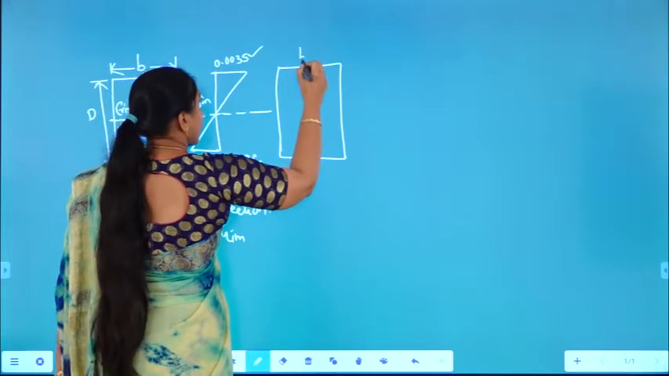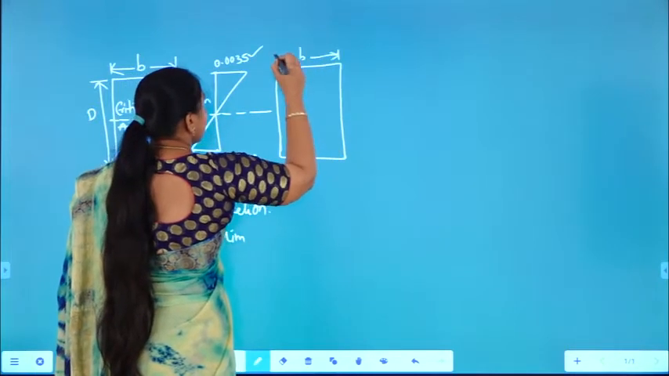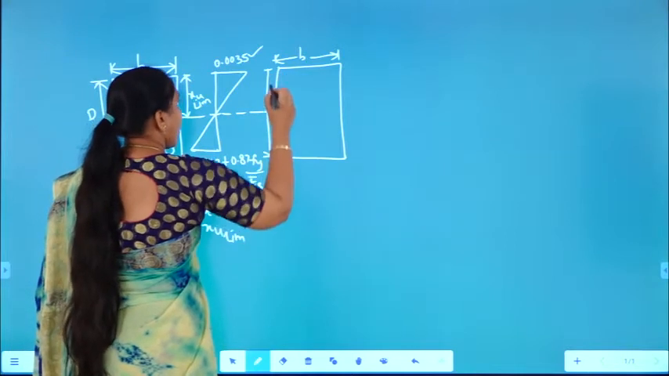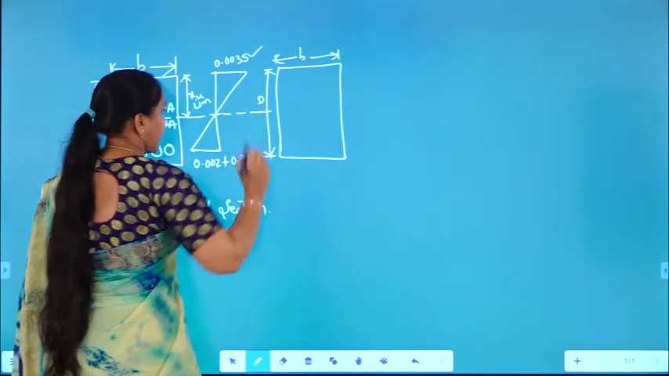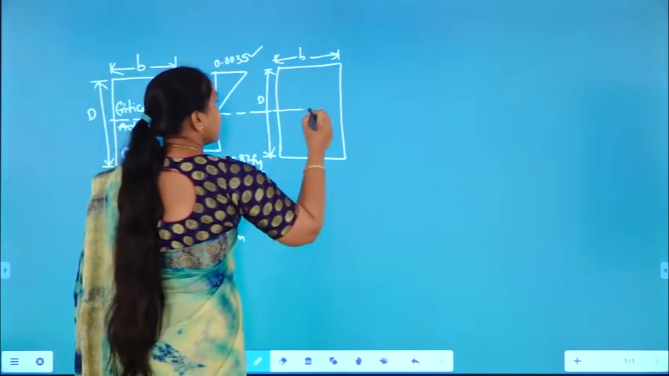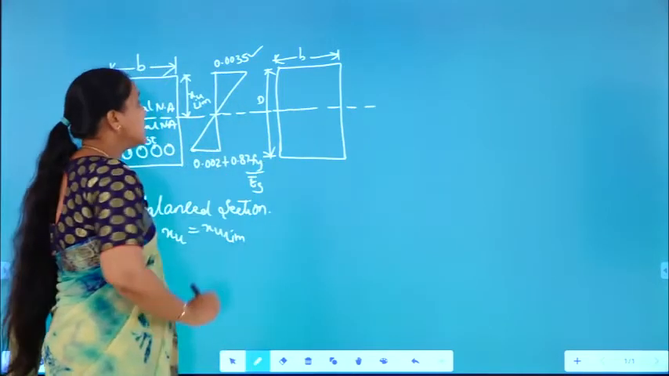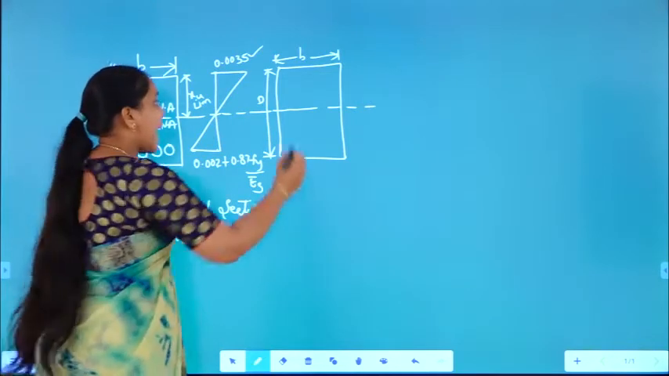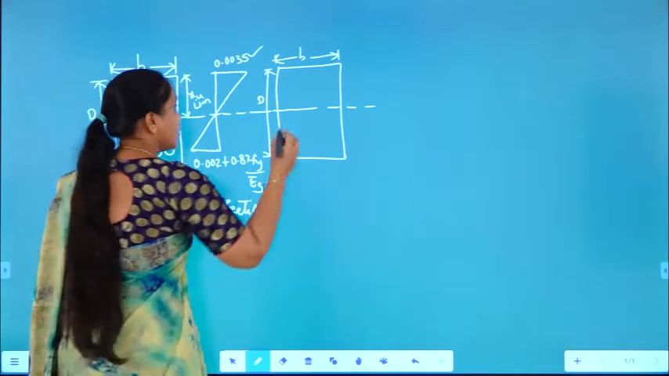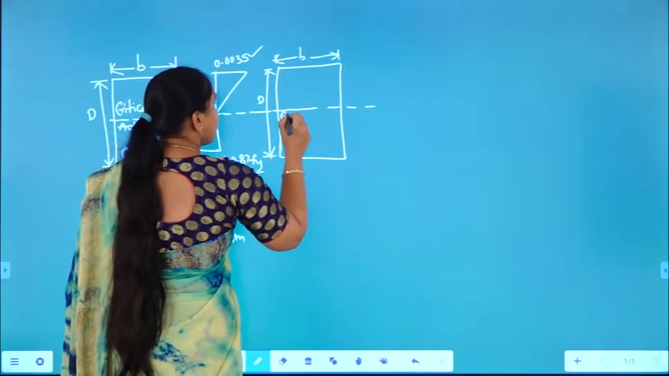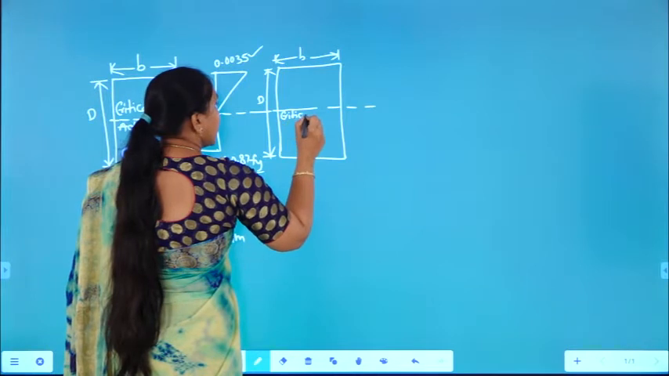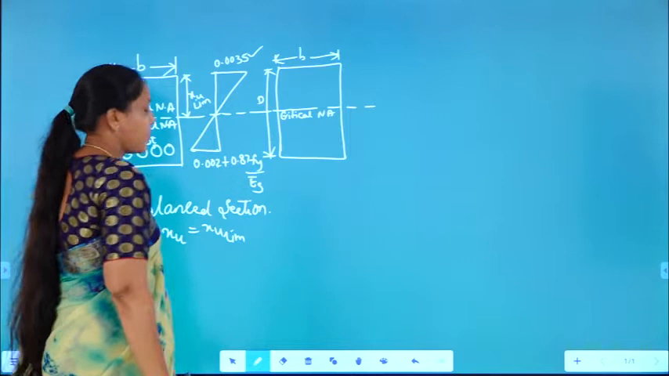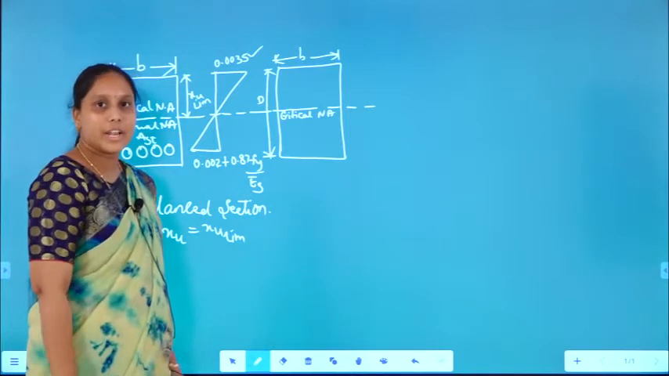So, I am considering a rectangular beam section. Similarly, the breadth is B and the overall depth of the beam is going to be D. And what is this axis going to be? This axis is going to be the critical neutral axis or the balanced neutral axis. Now, what is an under reinforced section?